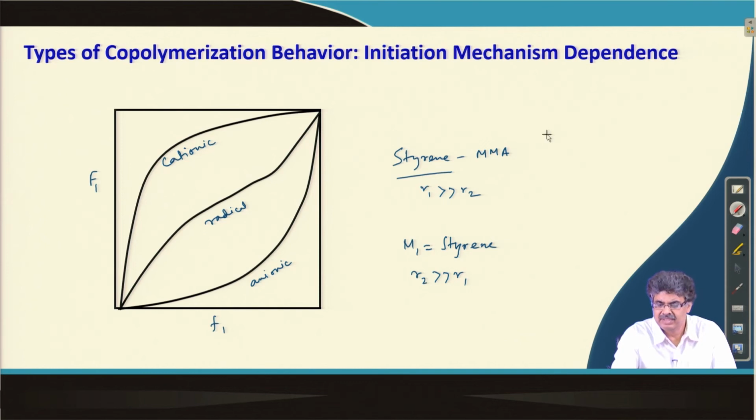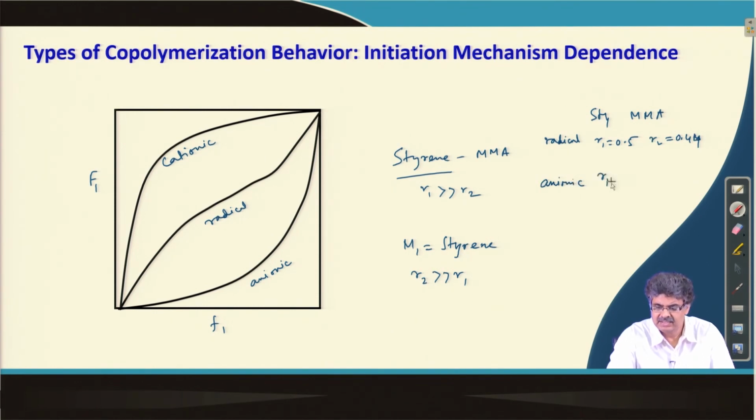And if we want to have the numbers, for styrene and MMA in case of radical, the R1 value for styrene is 0.5 and R2 is 0.44. They are almost similar because for radical polymerization their reactivities are quite similar, but for anionic, styrene has much lower reactivity compared to MMA.